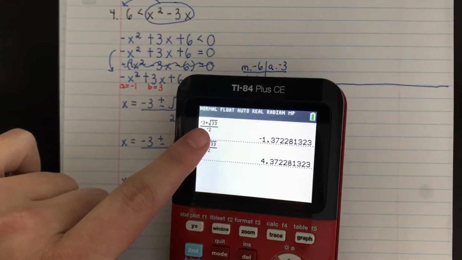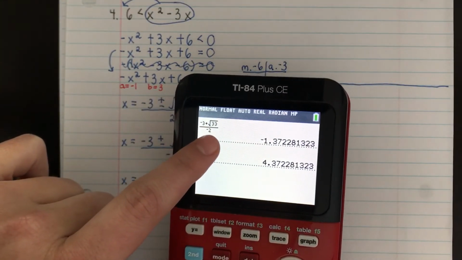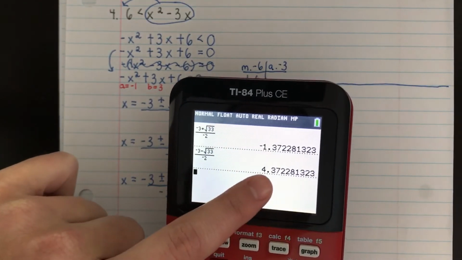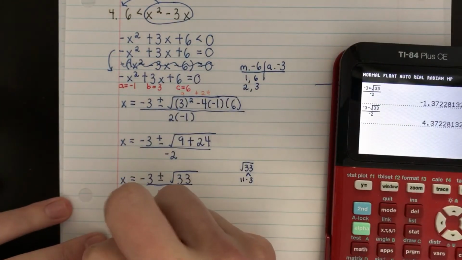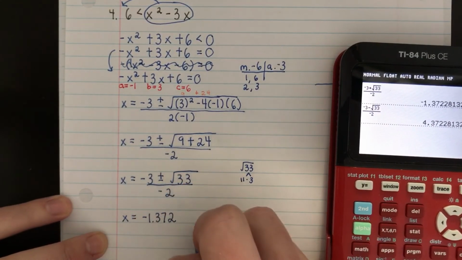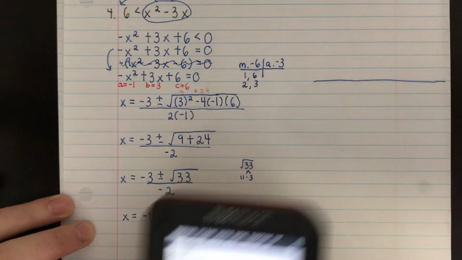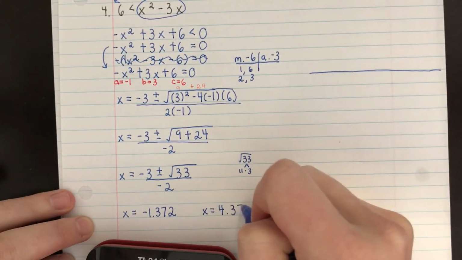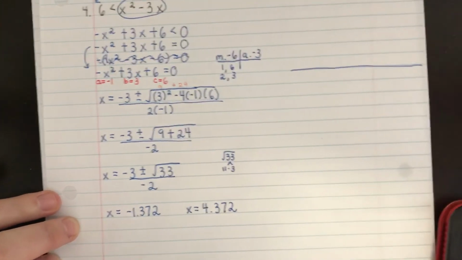Okay, I've plugged in negative 3 plus square root of 33 over negative 2 and negative 3 minus square root of 33 over negative 2, and here are my answers. I get x equals negative 1.372 or x equals 4.372. So where on the graph are we?